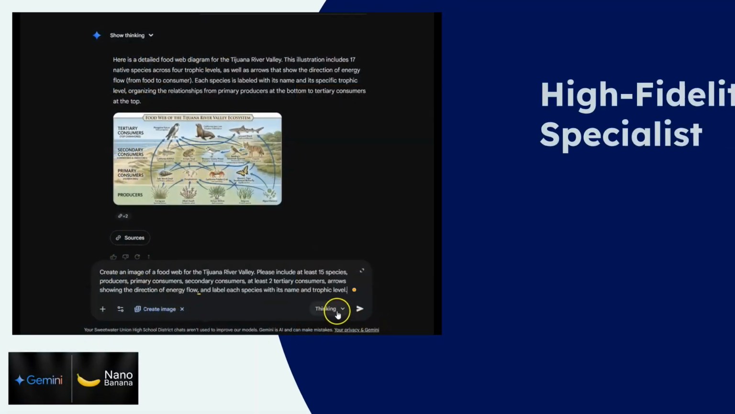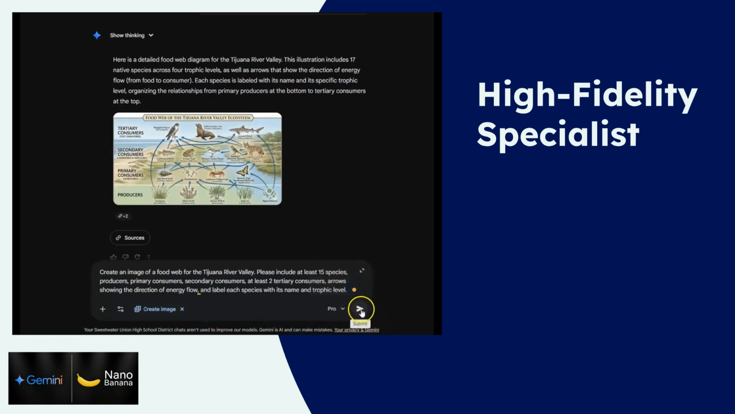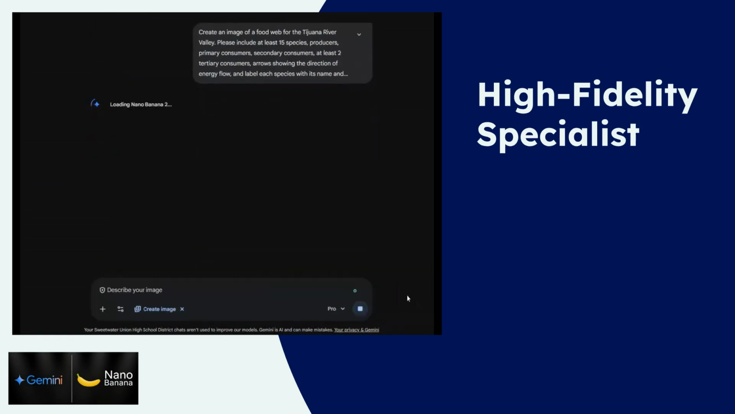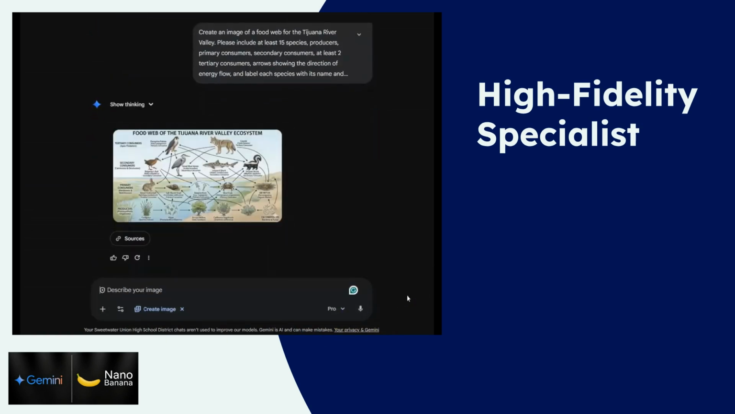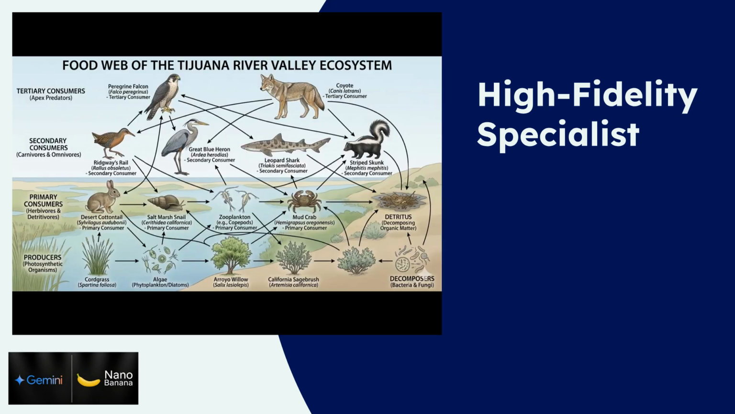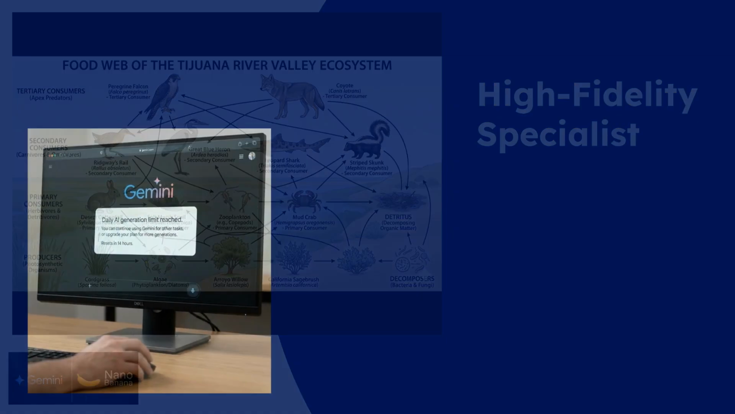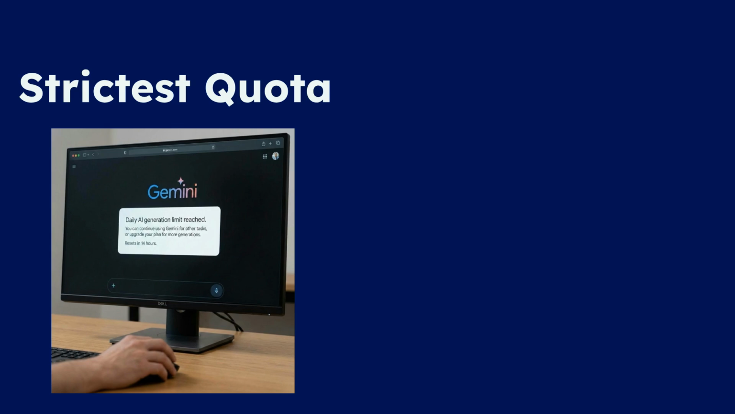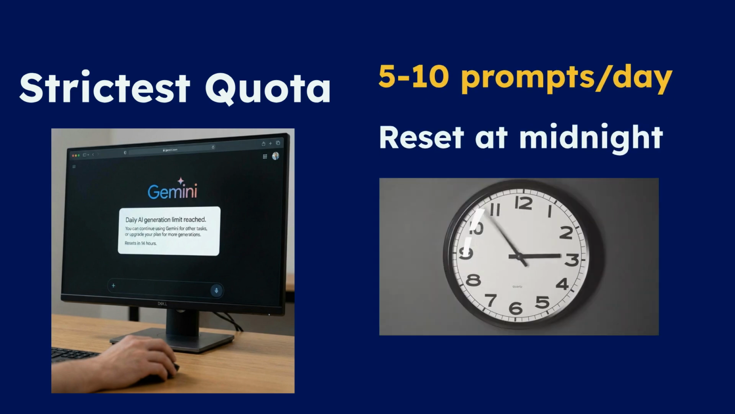In Nano Banana, Pro mode is your high-fidelity specialist. It delivers the best aesthetic polish for lighting and textures. Great for professional-grade assets. This is our strictest tier, resetting at midnight with a quota of 5 to 10 prompts per day.